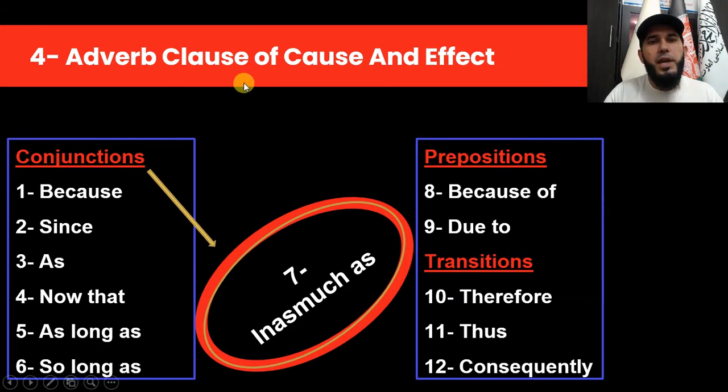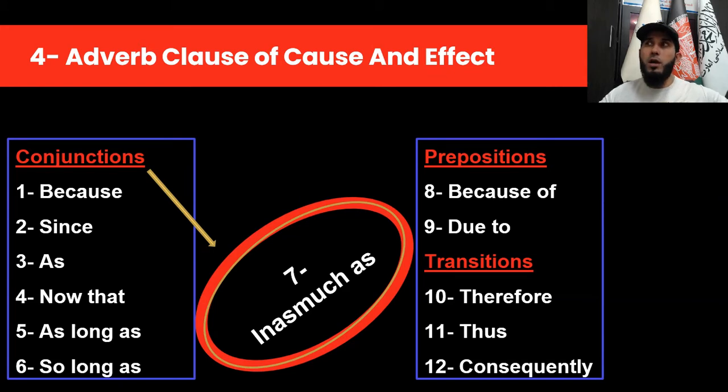Okay. Adverb clause of cause and effect. So we have conjunctions here, and we have prepositions, and we have transitions. For the conjunction because, I'm going to give you an example. He went to a hospital because he was sick. Now, because he was sick is an adverb clause of cause and effect, or reason and result. So, because he was sick, he went to the hospital. Because he was sick is the cause, and he went to the hospital is the effect.